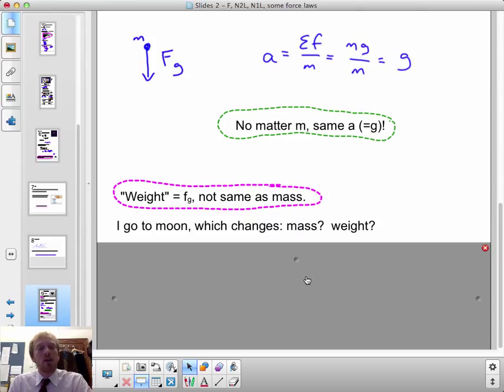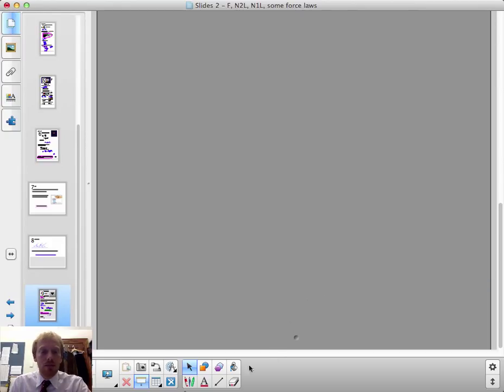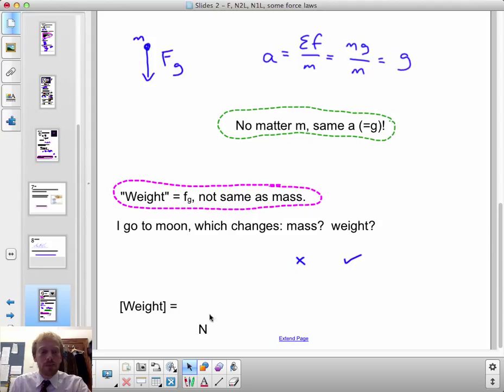So if I go to the moon, does my mass change? Does my weight change? Well, my mass is related to how much mass is in all of my atoms and molecules, my protons and neutrons and electrons. That doesn't change when I go to the moon. However, the value of g does change when I go to the moon. So my weight changes, but not my mass. The units of weight are newtons. And that's all.